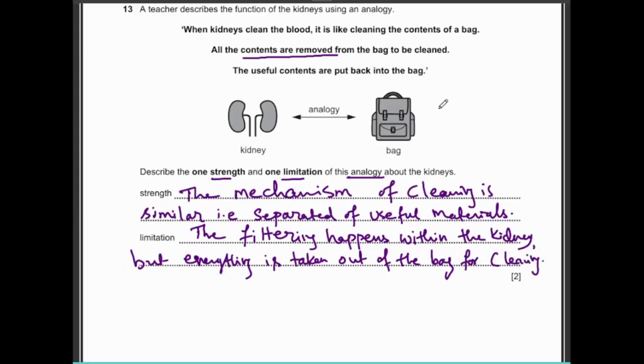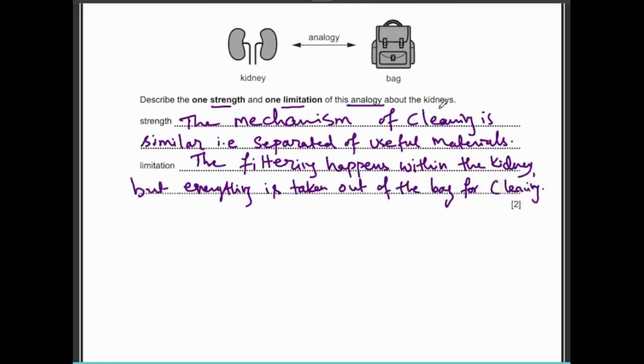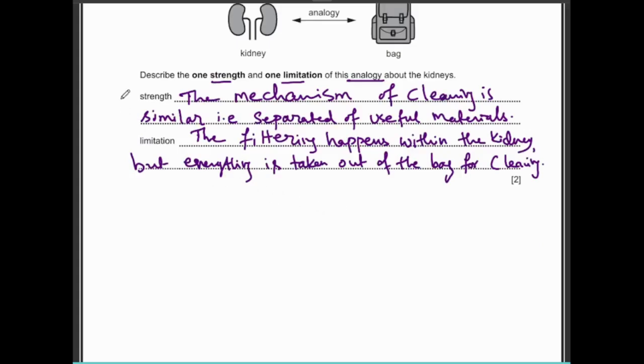They have mentioned that everything, and kidney cannot do such kind of thing because they have to absorb the required amount of salts or the ions, okay, so that only the urea can be excreted. So that was the limitation with this analogy, and the strength of this analogy. Fine, I hope that makes it clear. One strength, one limitation, total 2 marks.